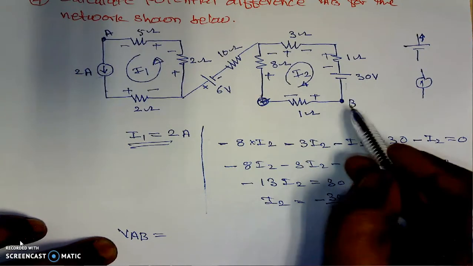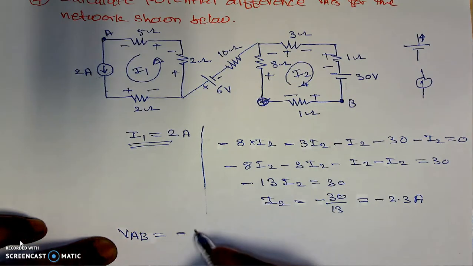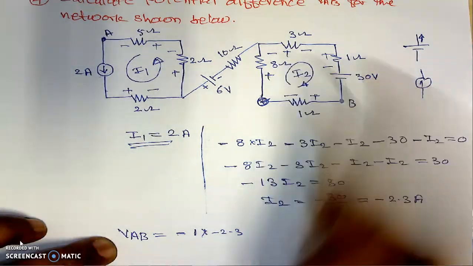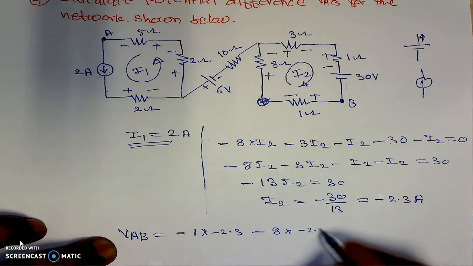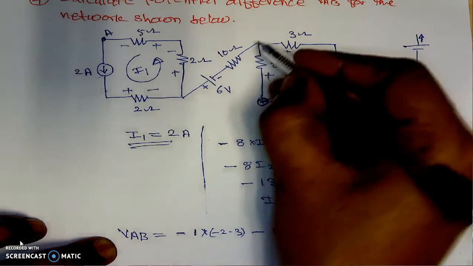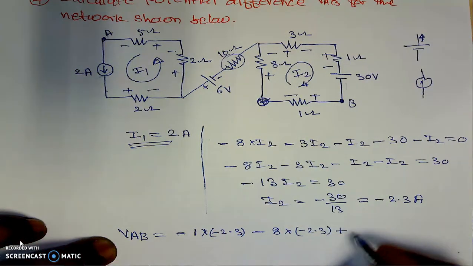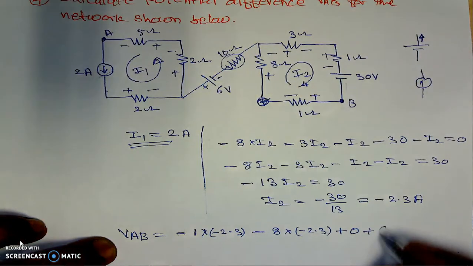Now if I am traveling in this direction, positive to negative, which is minus, its resistance is 1 and its current is I2, which is minus 2.3. Then positive to negative, which is minus, its resistance is 8 and again its current is minus 2.3. Then we are traveling in this direction. Voltage across this resistance will be 0. Plus or minus 0, no meaning. Then negative to positive, plus, its voltage will be 6.